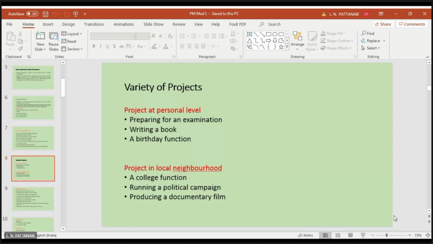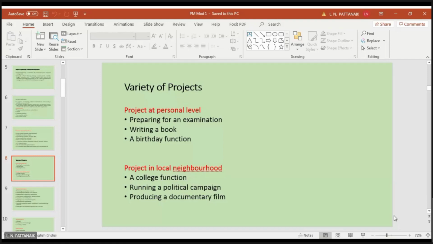Producing a small documentary film, right? So this is a project in a local neighborhood. It's a little bit bigger than personal level, but a little bit bigger, right? Suppose you are organizing these college functions, right? Let us say, for example, a college fest. It is a project for you, right?